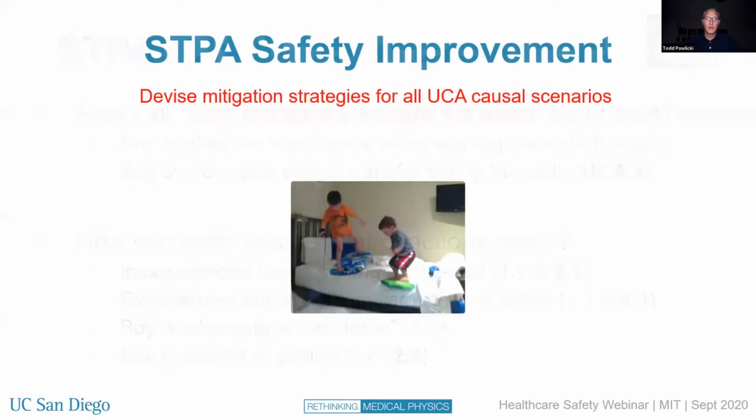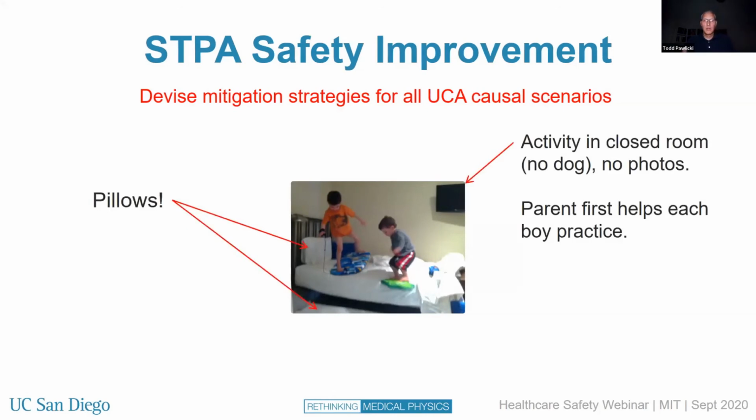So the next step for us now is to devise mitigation strategies for all the unsafe causal scenarios that we discovered in this process. So we have pillows, because if you imagine the boy surfboard control loop, if the boy is scared that they're going to get hurt, putting pillows there would mitigate that. But we also have a number of recommendations for the parent as well: have the activity in a closed room so they can't be bothered by the dog, no photos, or the parent can do some practice with the boy first to deal with the experience issue.